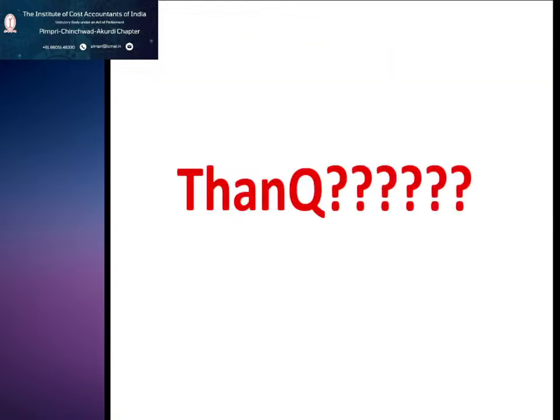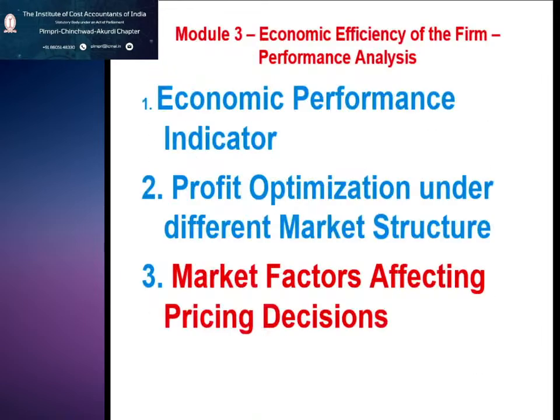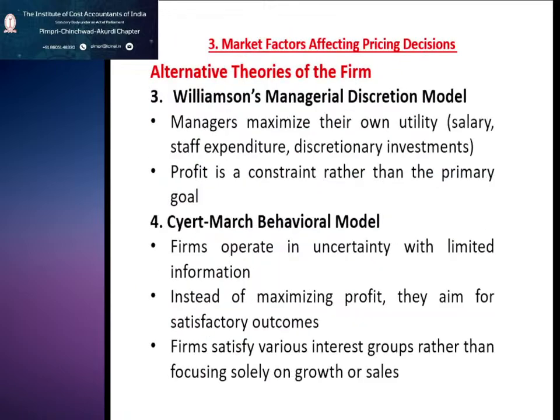So in a way, this is how we conclude chapter 3 of module 3, which is about factors affecting the pricing decisions of a firm. In the next session we will cover the second chapter, which is about profit optimization under different market structures. We will study what the different market structures prevalent in the economy are and how profit optimization can be achieved in them. So with this we conclude chapter 3 of module 3.